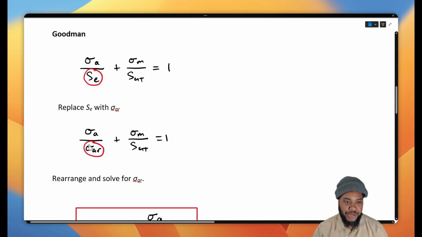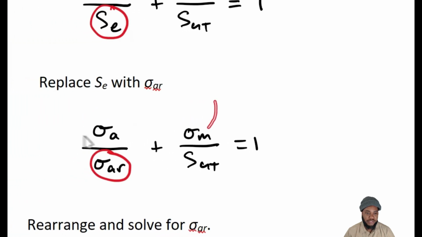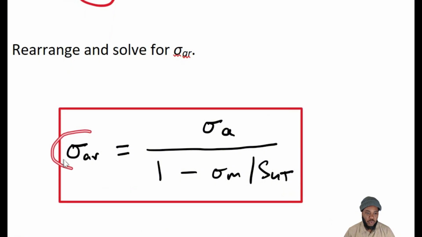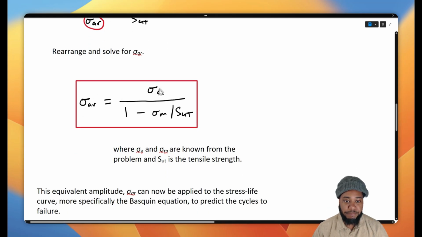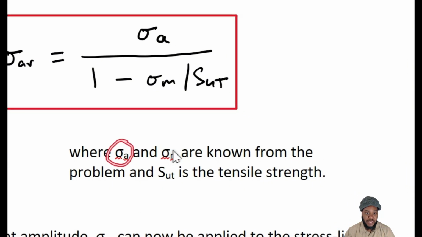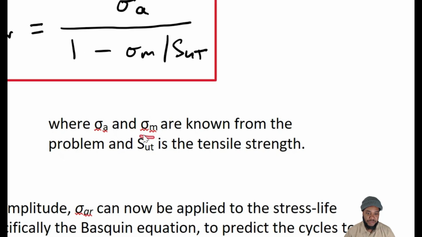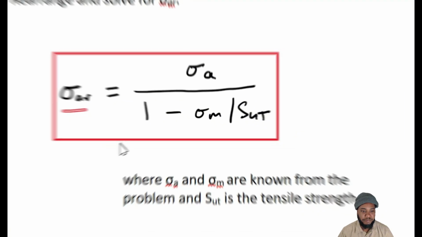And then if we rearrange this equation and we plug in the actual amplitude and the mean stress from our fatigue conditions, we'll end up with that equivalent fully reversed stress amplitude that we can then use in our stress life curve, right? So, of course, sigma A and sigma M, these are knowns. These are from our problem. And then the ultimate tensile strength, we can pull that from our tables to get this amplitude.